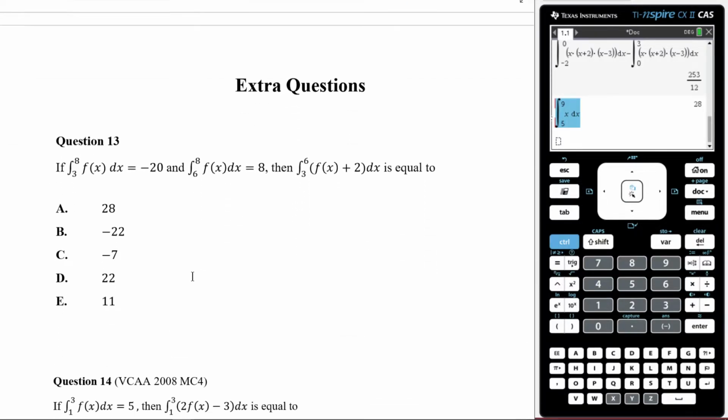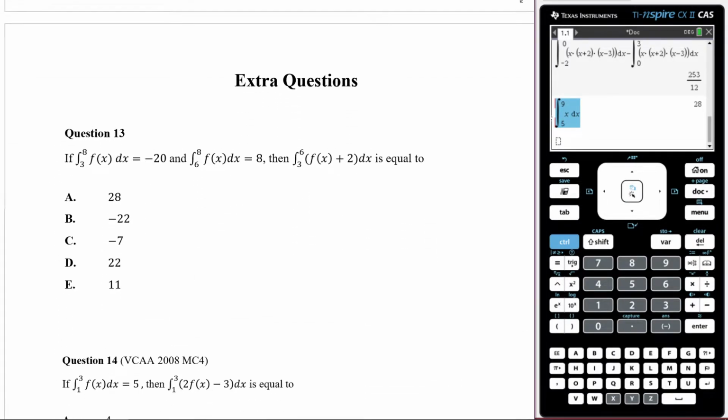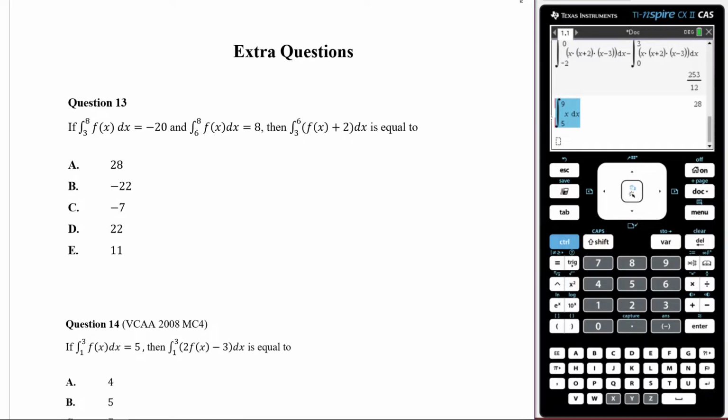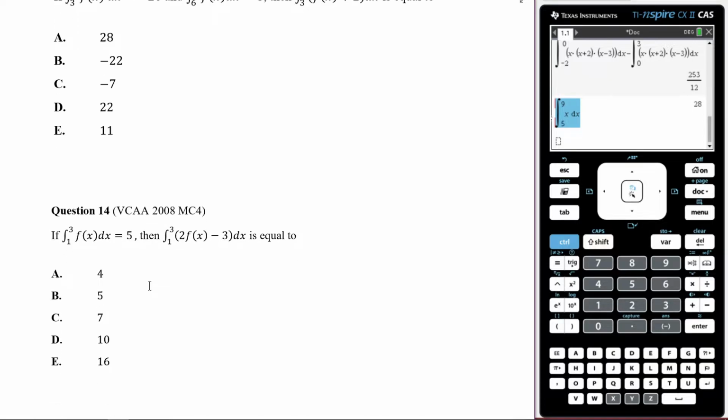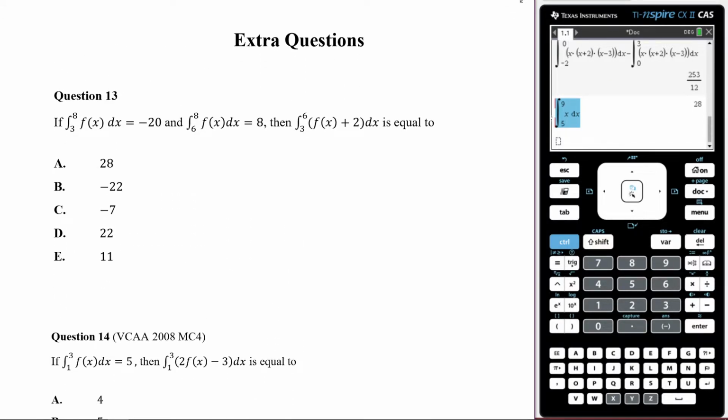You know what? I'm just going to keep on going. Let's keep on going here. So here we've got this. I might pause it at some point, but we'll just keep on going until I get tired.